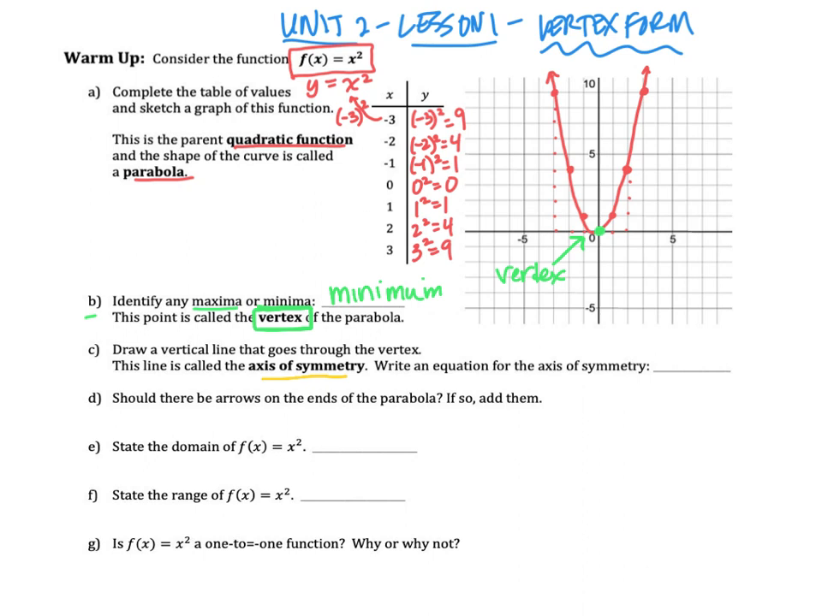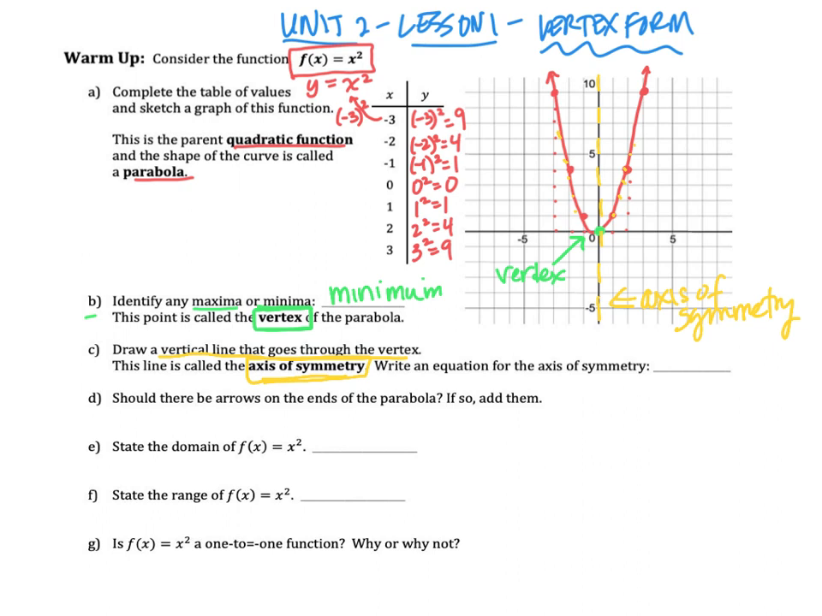Now, with the vertex of the parabola, there's a vertical line that we can draw through the vertex of the parabola, which in this case, it just happens to be our y-axis. And that vertical line is called the axis of symmetry. And the axis of symmetry splits the parabola into two parts that if you folded it on this line right here, the axis of symmetry, every point over here on the left-hand side would fold and lie right on top of every point on the right-hand side. So it's reflective, right? It's reflective over the line of symmetry.